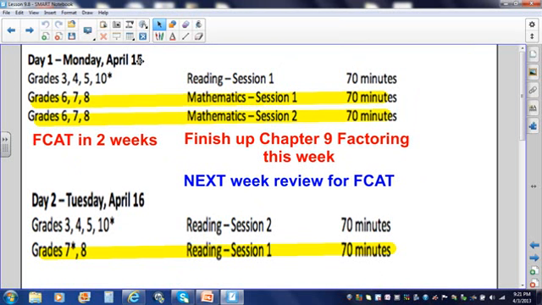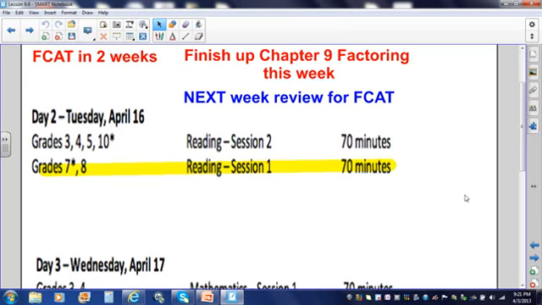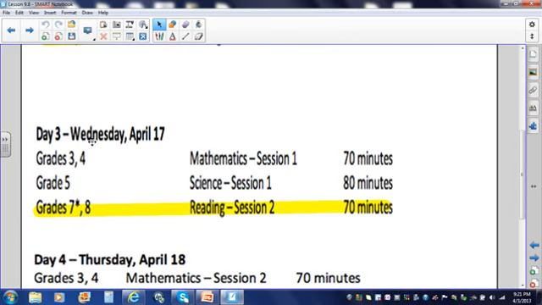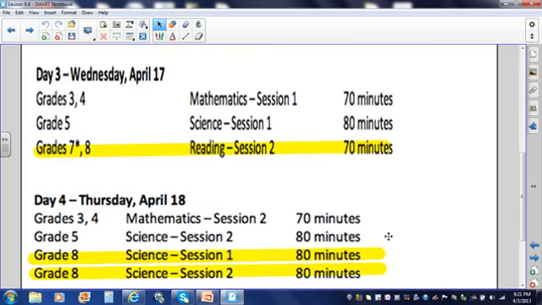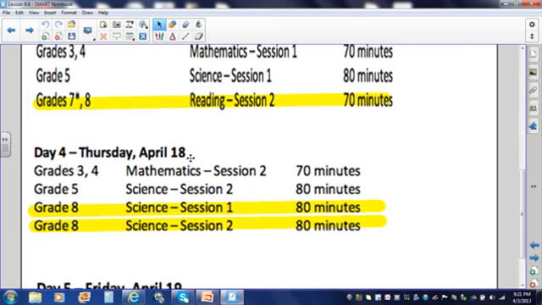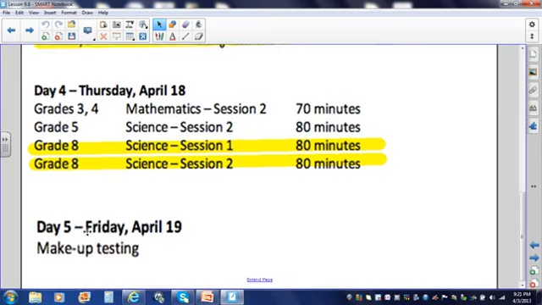Remember, we will be starting the FCAT on Monday, April 15th. The first day of FCAT, you would do both math parts. The second day of FCAT, April 16th, you will do reading part 1. Wednesday, the 17th, you will do reading part 2. Thursday, the 18th, you will do both parts of the science. Friday, makeup if you were absent.